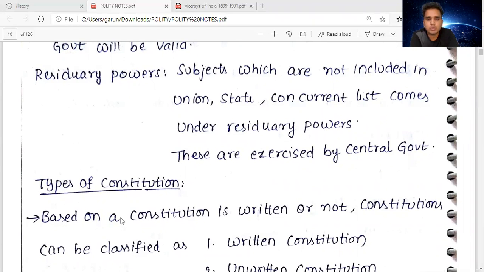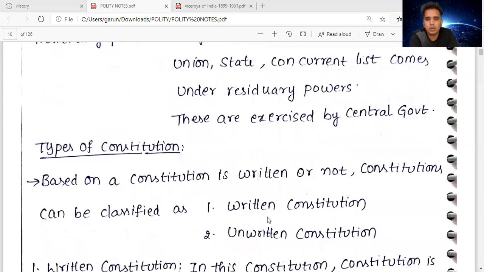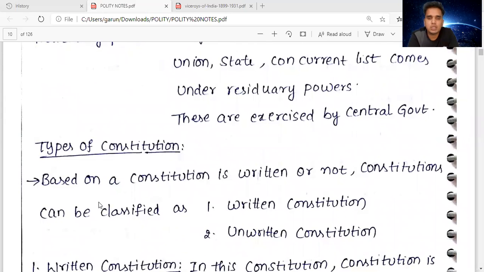What are the types of constitution? Now, under residuary powers, we will see the types of constitution. Types of constitution based on whether a constitution is written or not. The Indian constitution is the highest written, meaning it is a highly written document.